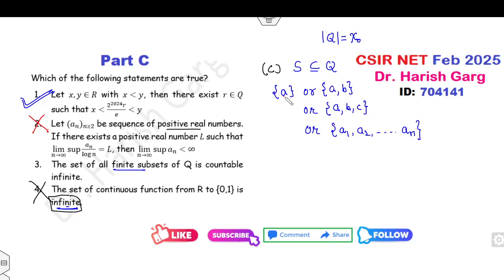What is the cardinality of A? A is a subset of Q, so it is alpha naught. What is the cardinality in this case? Again alpha naught, or alpha naught times alpha naught, and so on. So again you can see it is alpha naught. However many finite subsets you consider, it will always be countably infinite. So yes, the set of all finite subsets of Q is countably infinite. So A and C are the right answers.